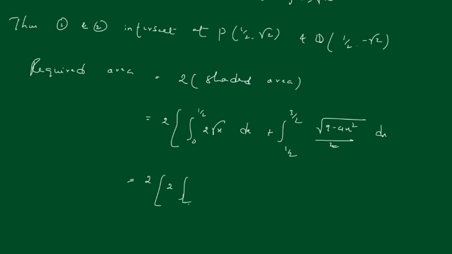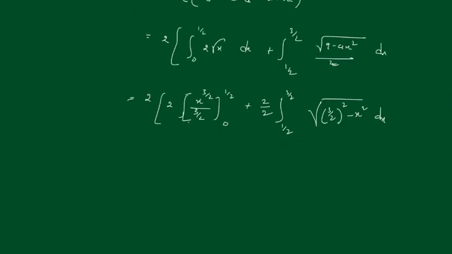The integration of root x is x to the power of 3 by 2 by 3 by 2, from 0 to 1 by 2, plus, taking 2 outside, here we get 2 by 2 outside, integration from 1 by 2 to 3 by 2. We can write it as 3 by 2 whole square minus x square, dx.